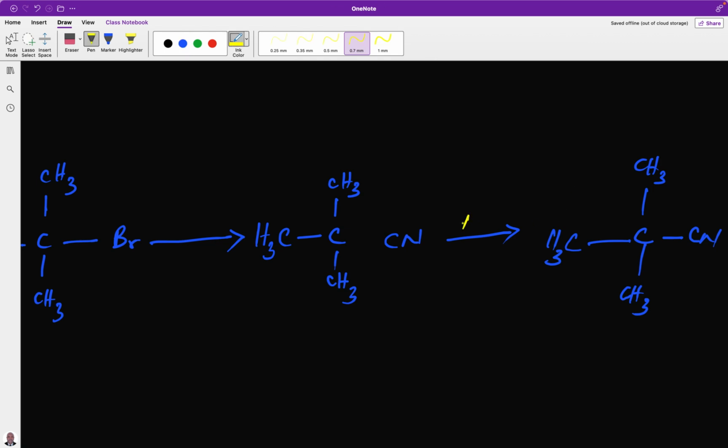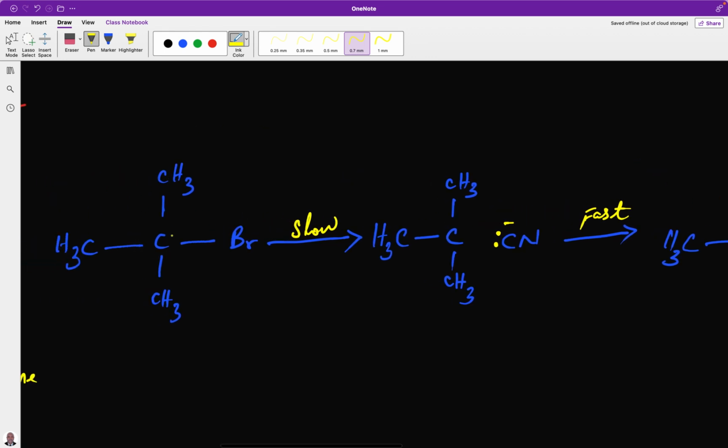This is a fast reaction. This is fast. This is a slow reaction. I told you about the polarity of the bond.